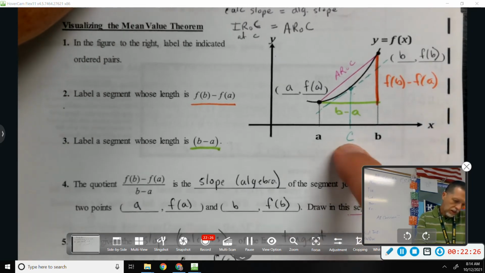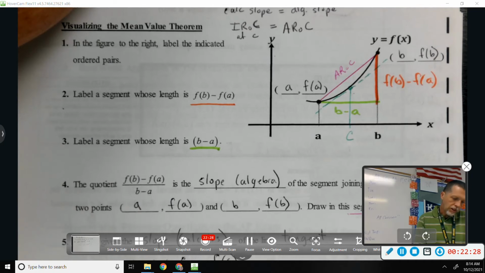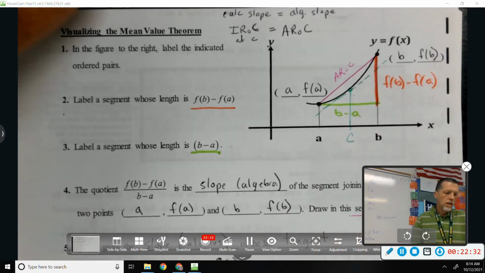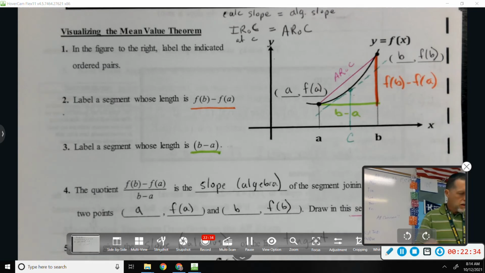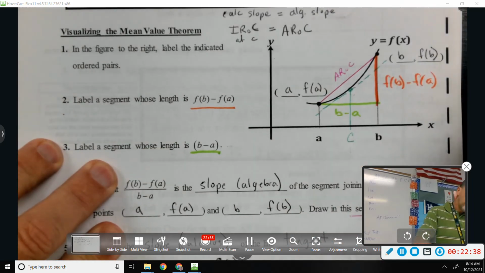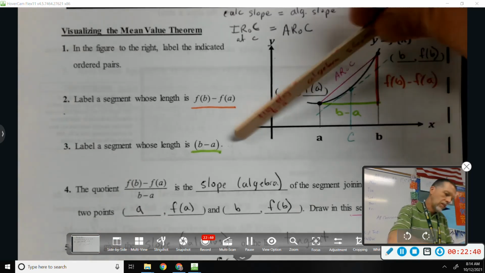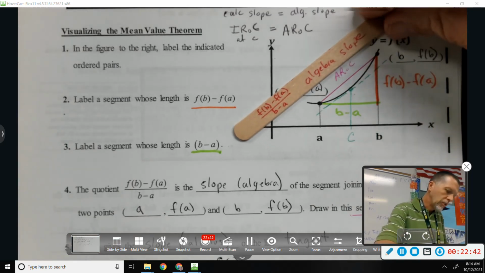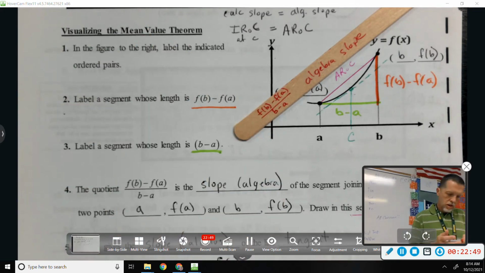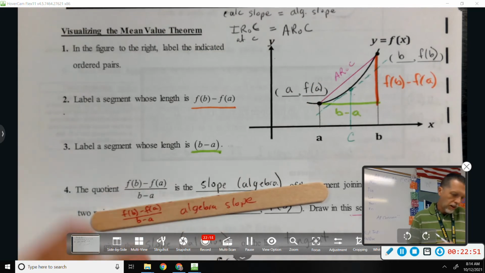Locate c, did that. Draw a line tangent to the curve at c, did that. Here's another way to visualize it. So the purple one was the algebra slope, the algebra rate of change. The average rate of change.